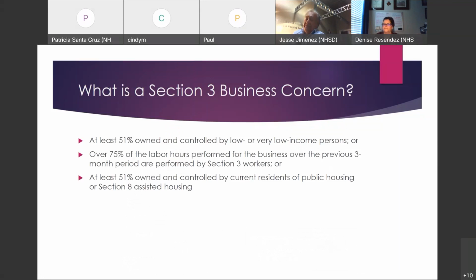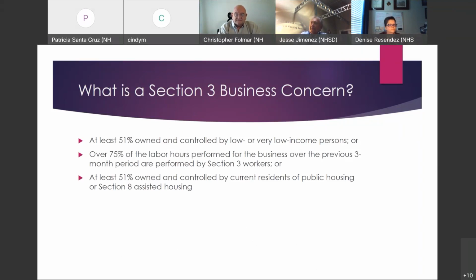Good afternoon, everybody. My name is Christopher Fulmer. I am the compliance manager with the city of San Antonio, and we're going to talk about what it takes to become a Section 3 business, and we're also going to talk a little bit more about the requirements to qualify as Section 3 workers.